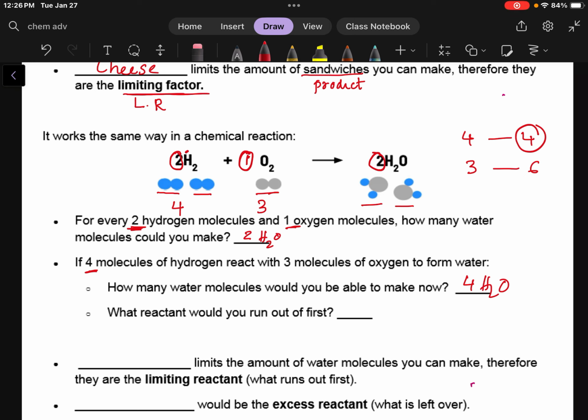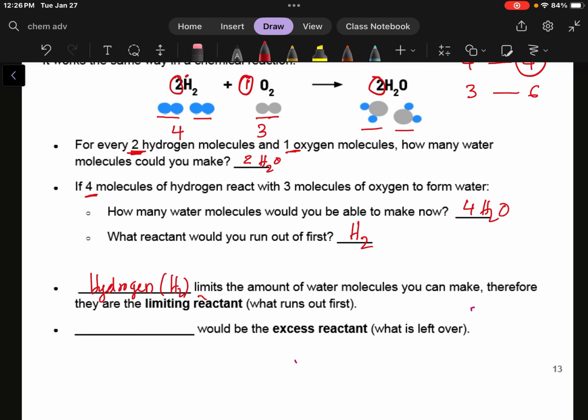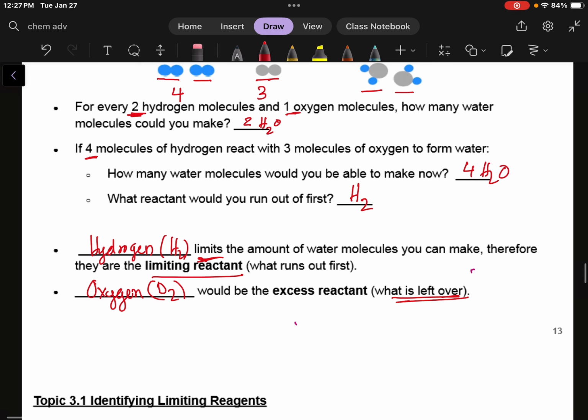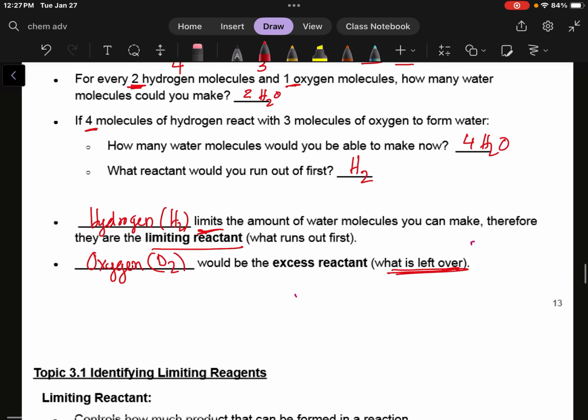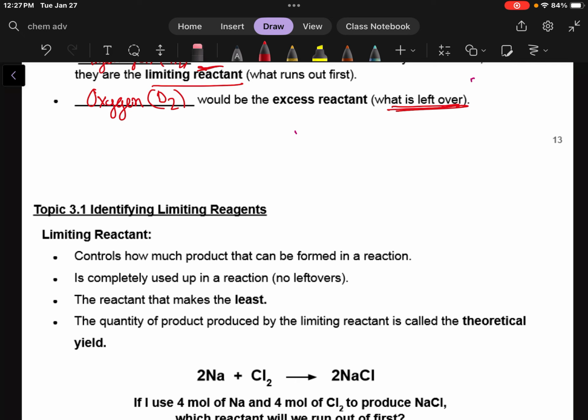Which reactant runs out first? We know that hydrogen is the one that runs out first, so we can say hydrogen, which is H2, is the one limiting the amount of water. So hydrogen is the limiting reactant in this scenario. And the other one, which is oxygen, will be there in excess. There will be a little bit of oxygen left over. Okay, that is the concept.